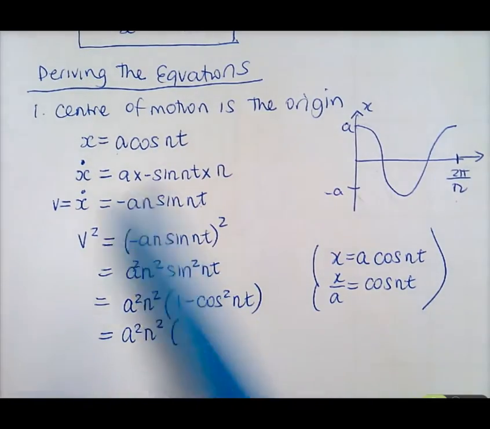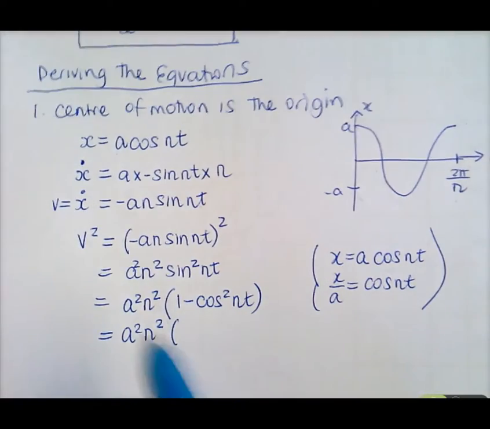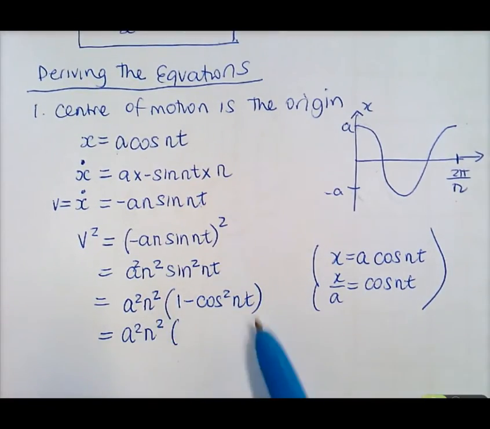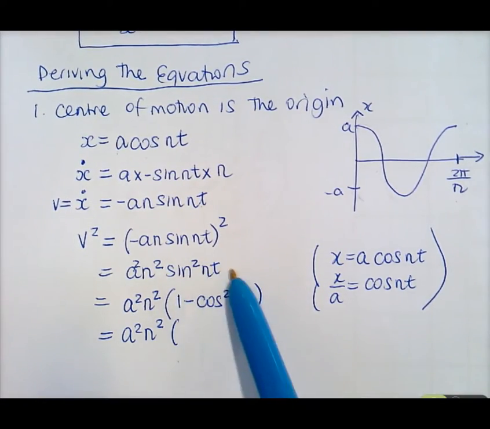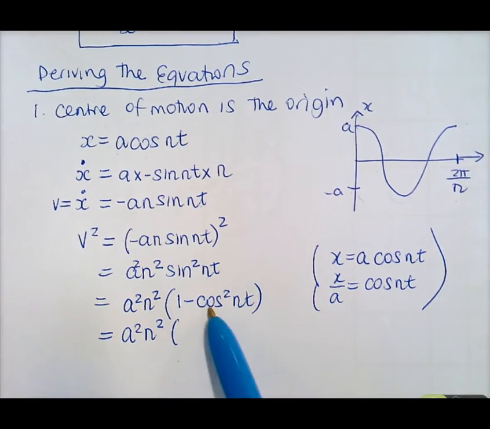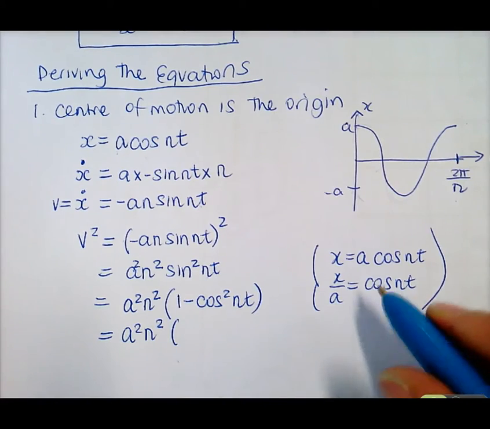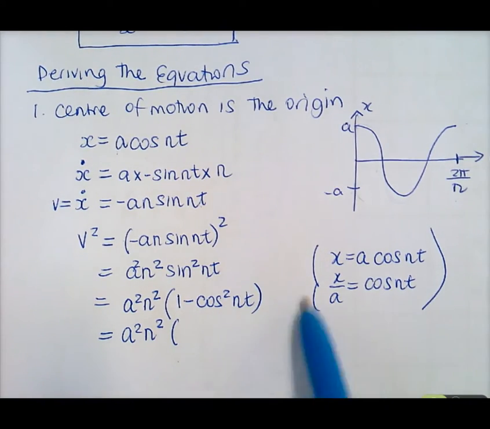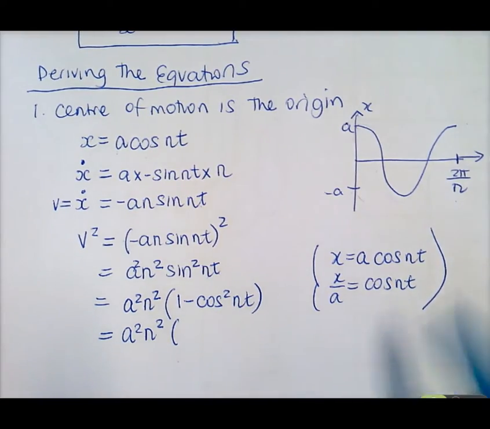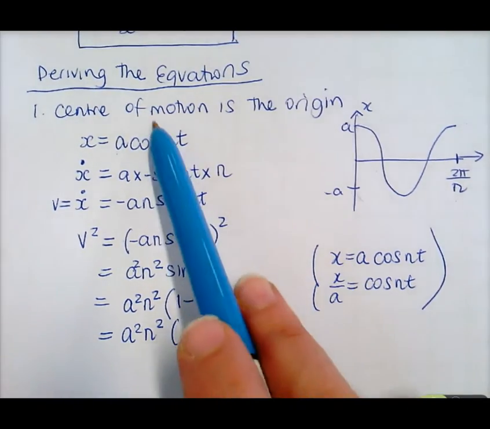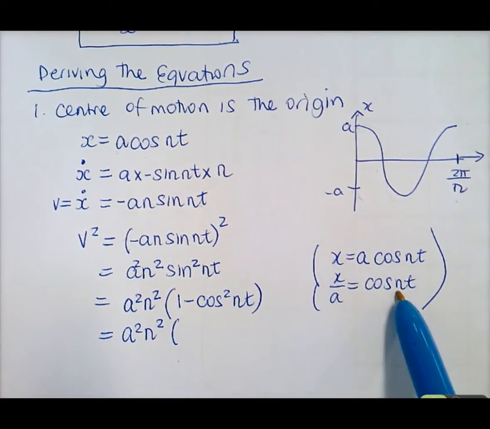And now why am I squaring? Probably because I've got this n squared. That's why I'm squaring, all right? So I've got v squared is that. I need to get it back into the original x. So I'm changing sine squared nt into 1 minus cos squared nt. Because sine squared x plus cos squared x is 1. Now, I know I need to change this cos squared nt into x's and a's. I know from the original equation that x equals a cos nt, so x divided by a is cos nt.